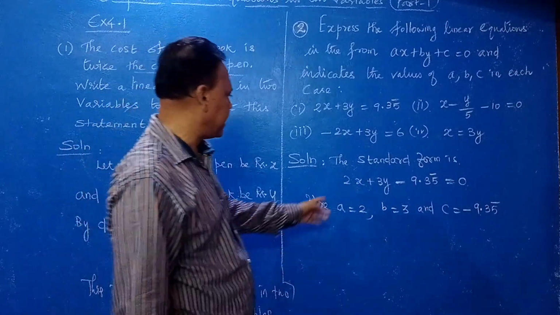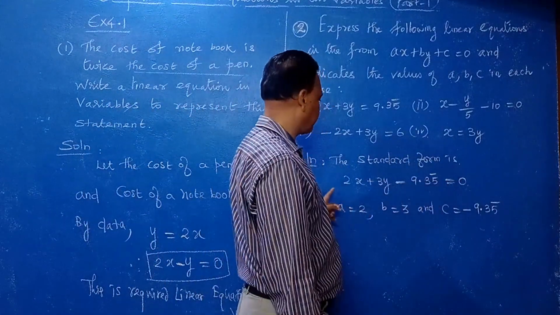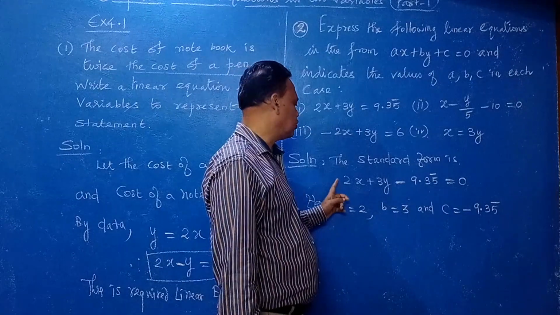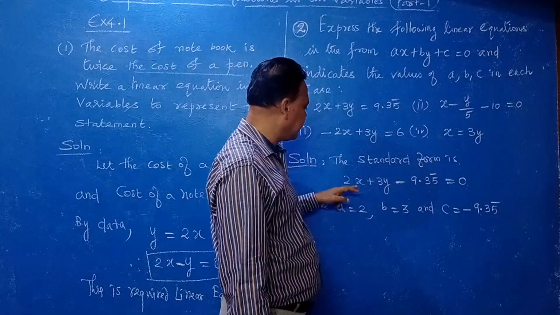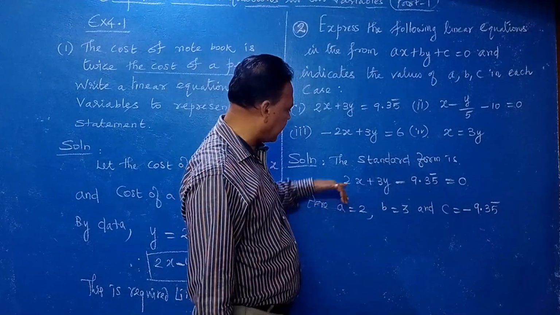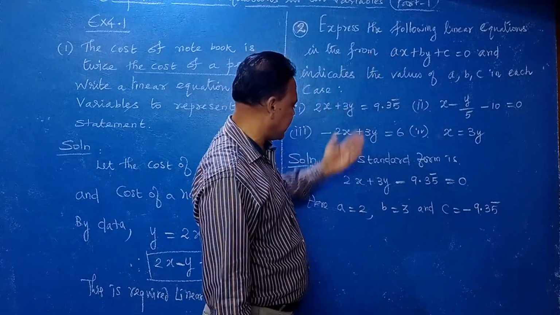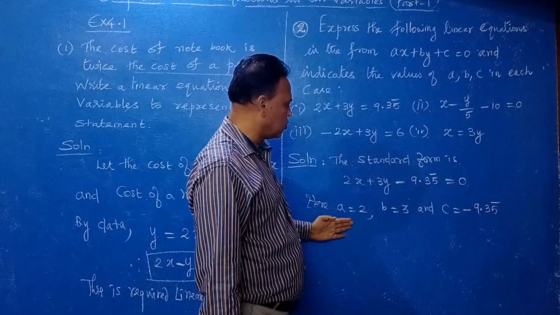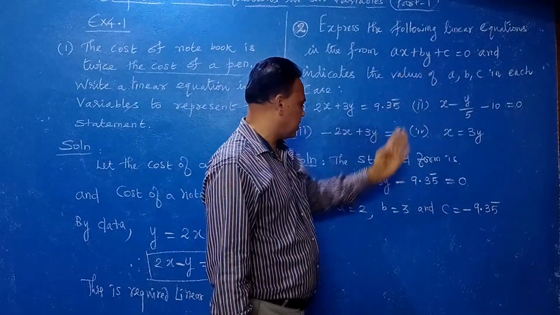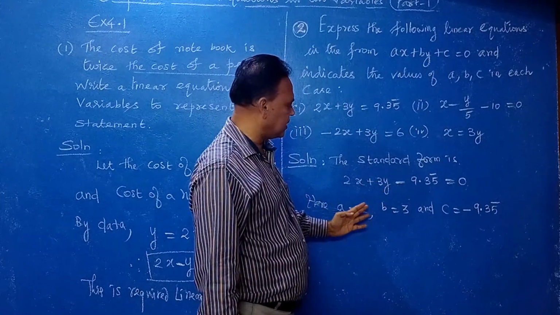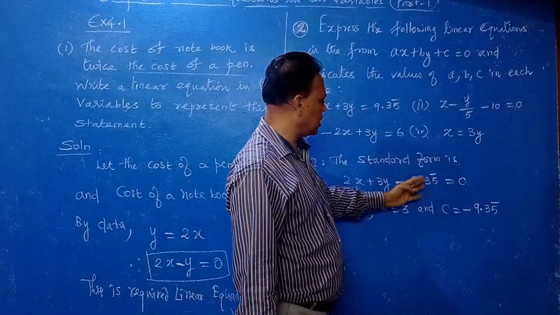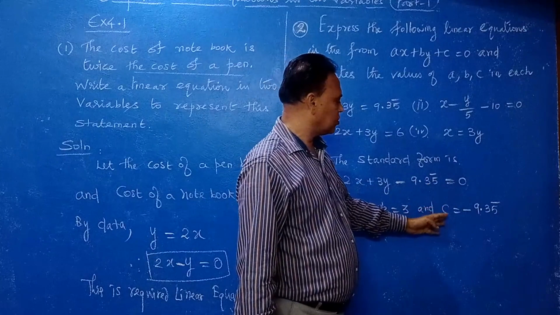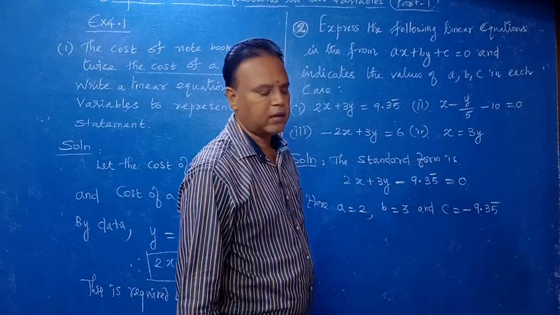Okay, first you write in the standard form of linear equation in two variables. Then you are finding the values. How will you find out the value? Compare. See, x coefficient A is 2. Y coefficient B is 3, so B equal to 3. Here the constant term C is minus 9.35 bar. Okay.